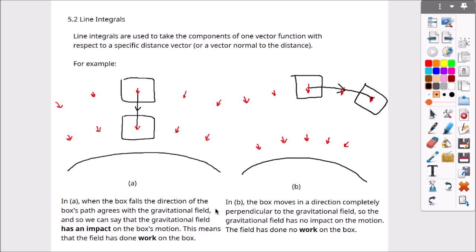So when the box falls in the direction of Earth, the box's path agrees with the gravitational field, so the gravitational field has an impact, so it has done work on the box. However, in B, when the box moves in a circular direction, it's completely perpendicular. At every point right here, you can see that this is perpendicular, normal. The field has done no work on the box. It doesn't agree with the field at all. It moves completely perpendicular to the field, so the field has done no work on the box.